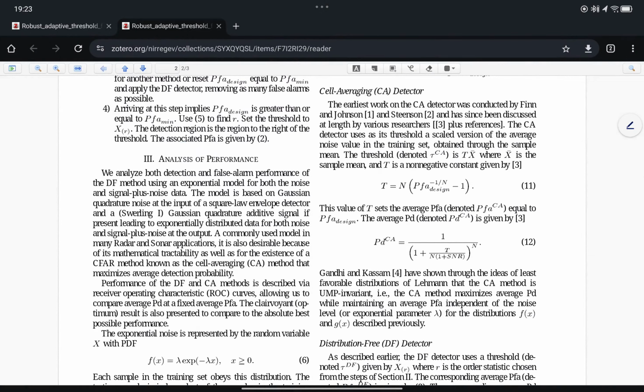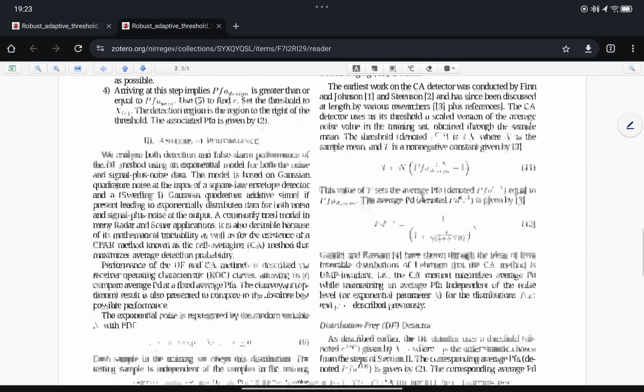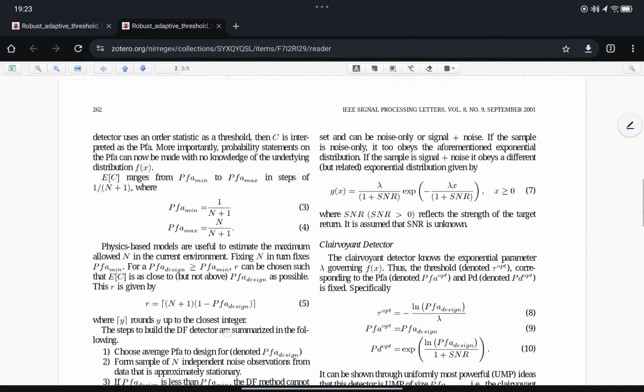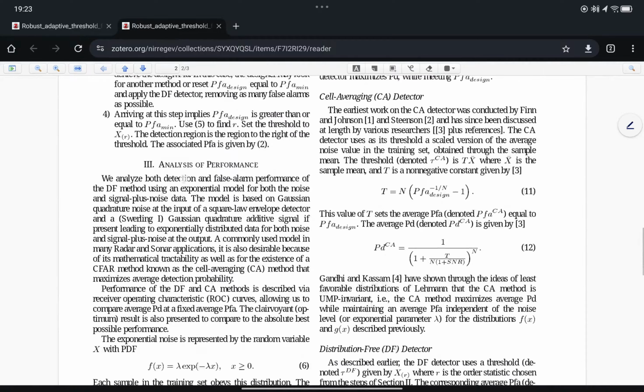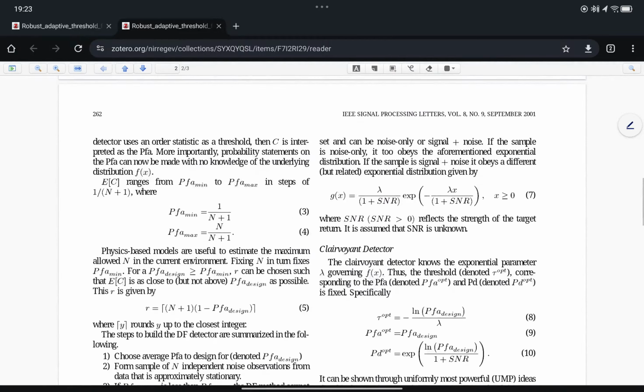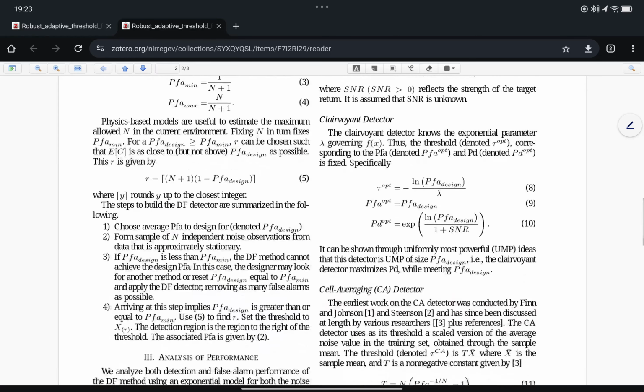And there is then the cell averaging CFAR detector, which we all remember. And there is also what they call a clairvoyant detector. What is that? Let's see. It's almost like CFAR, but we don't actually estimate the noise variance. We assume that we know it. Mathematically, we can prove that this is a uniformly most powerful detector of size PFA design, meaning that the clairvoyant detector is maximizing the detection probability while meeting the false alarm rate that we set.